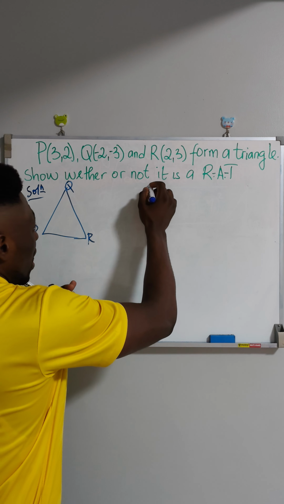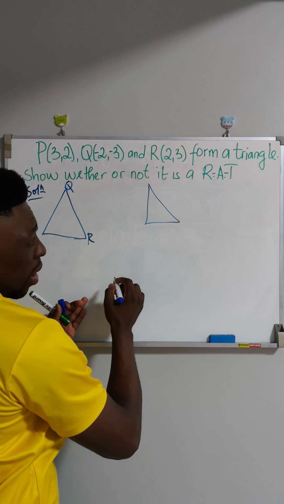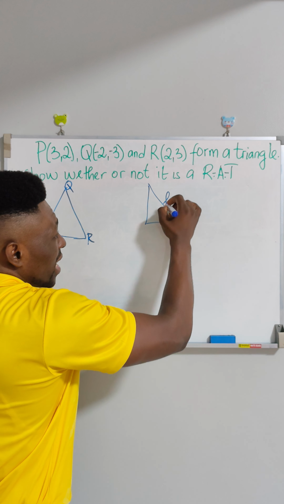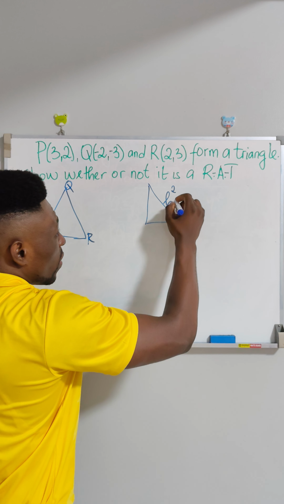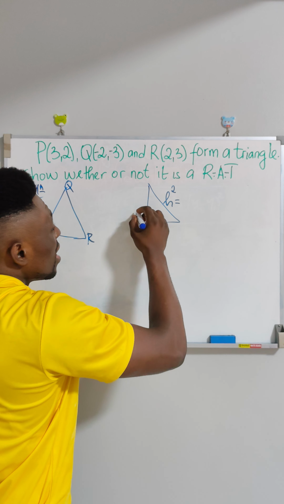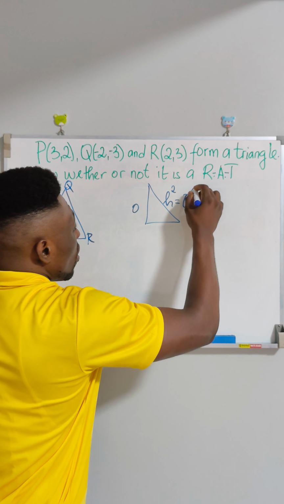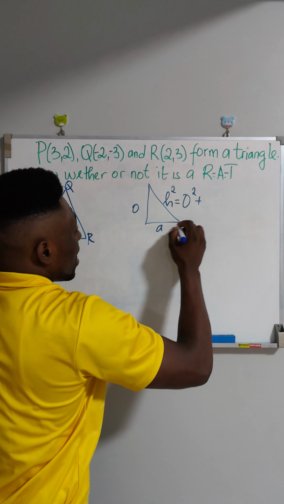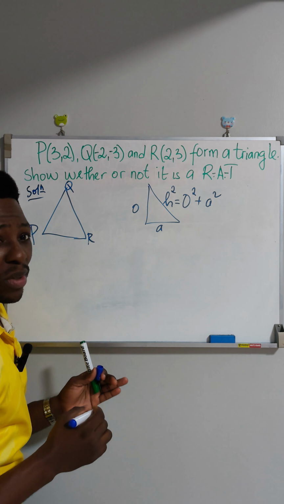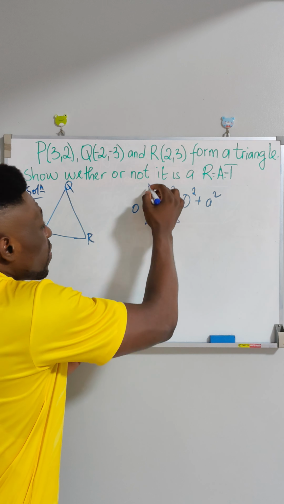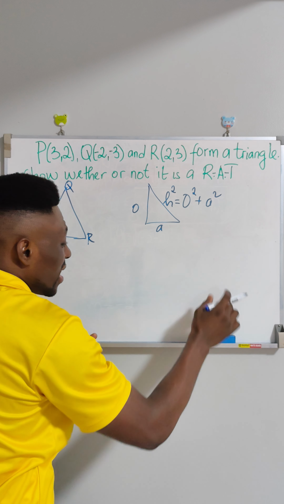We know that for a traditional right angle triangle like this one, the longest side, the hypotenuse, squared must be equal to the opposite squared plus the adjacent also raised to the power 2. The question now is, how do we find these distances and check this out?